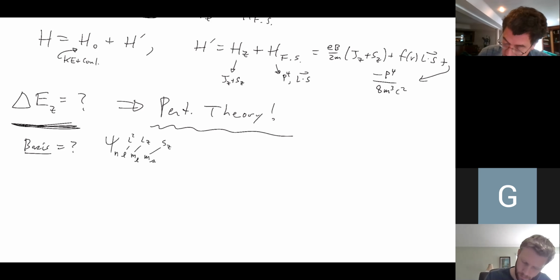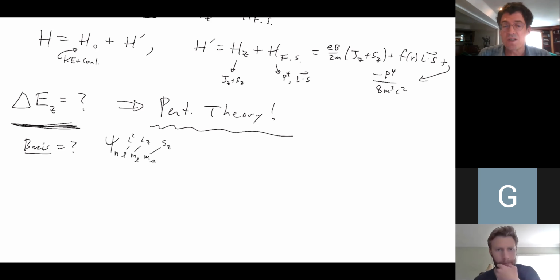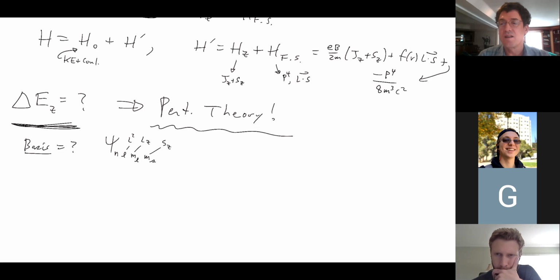And how about this basis? Can we pick this basis? Will this basis work? Somebody answer the question. Will it? For perturbation theory? No. Why not? Well, because there is one of the Hamiltonian terms it won't commute with. Which one?